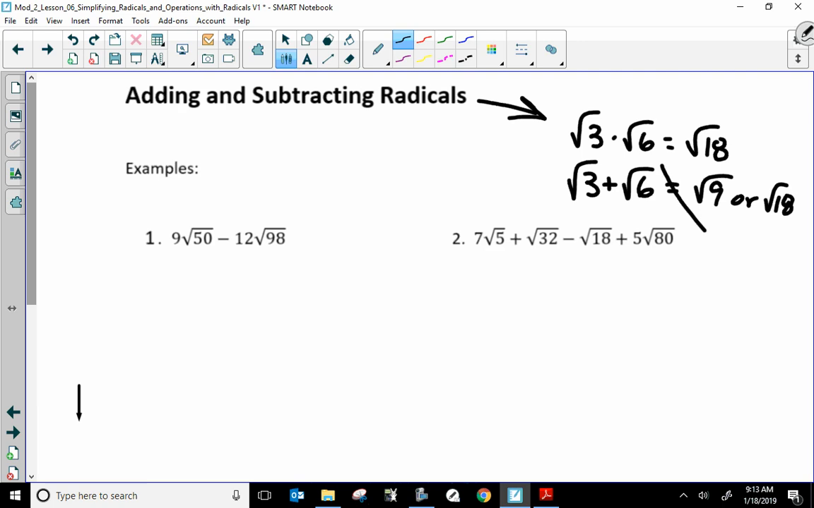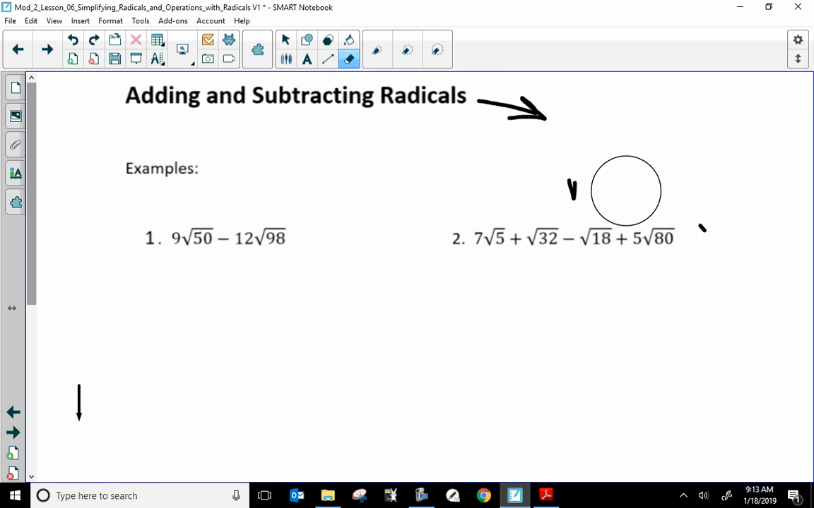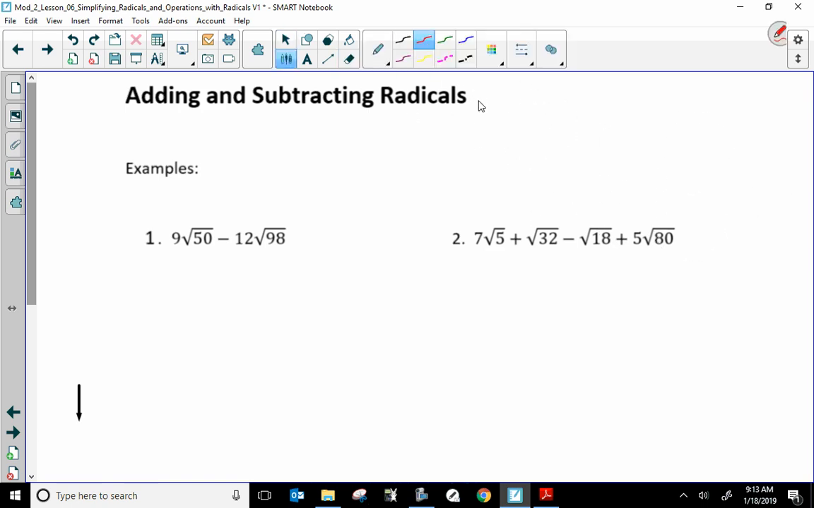This is a no-no. So when it comes to adding and subtracting, which you'll hear us say combining a lot, combine like terms, right? When it comes to combining, there's one rule that I tell my class. Radicals are like variables.